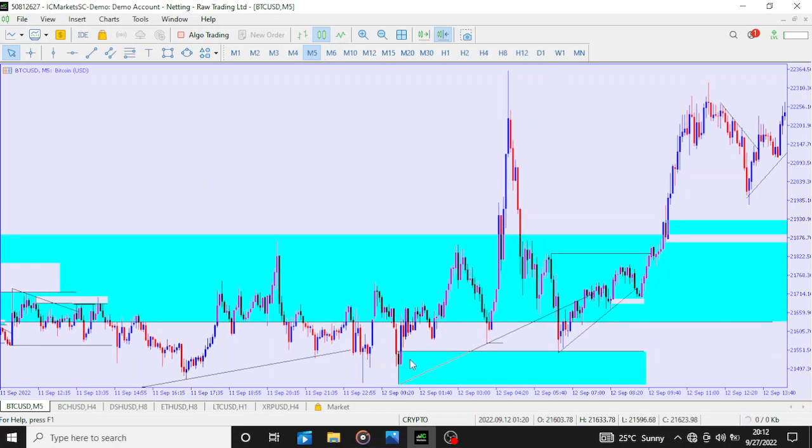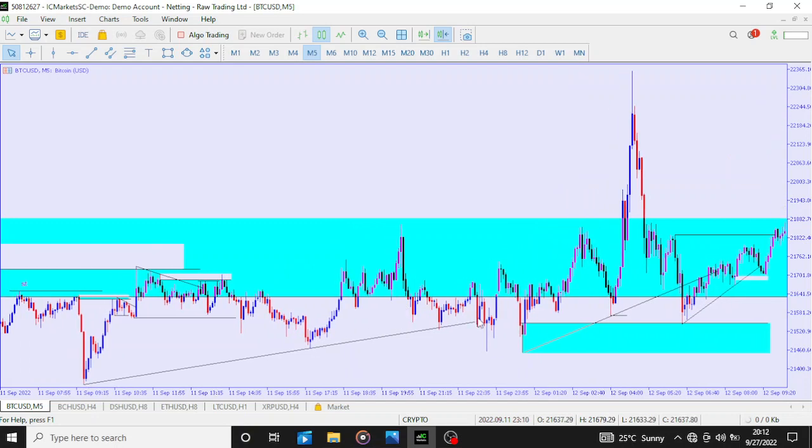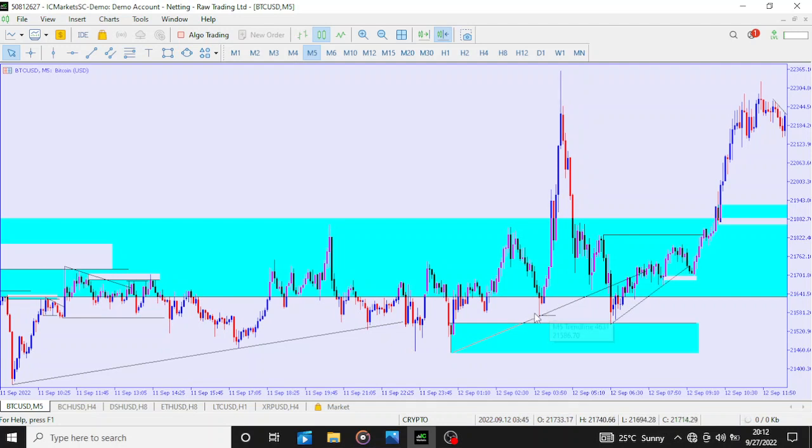This M5 demand zone, every demand zone has been taken care of below here. Only this one is left unmitigated. And this is an inducement because a lot of people were expecting to buy at this point. So I placed my pending order around here.